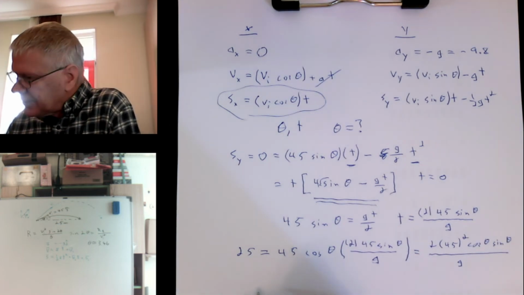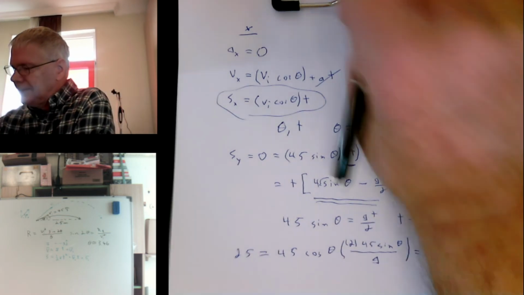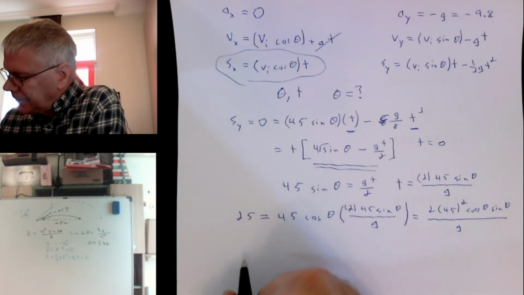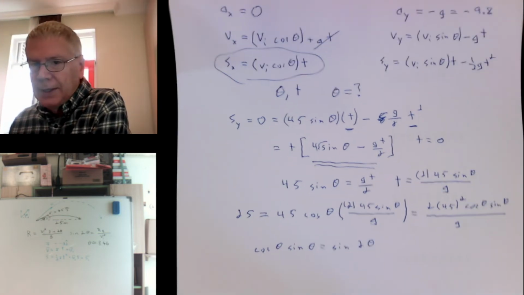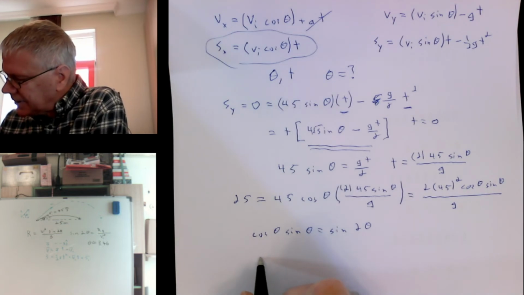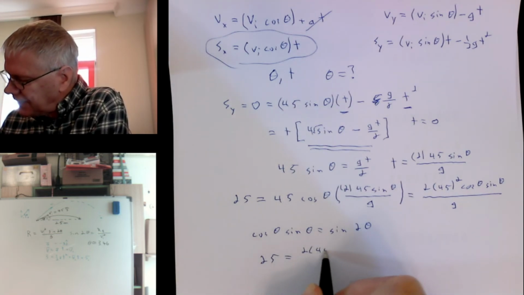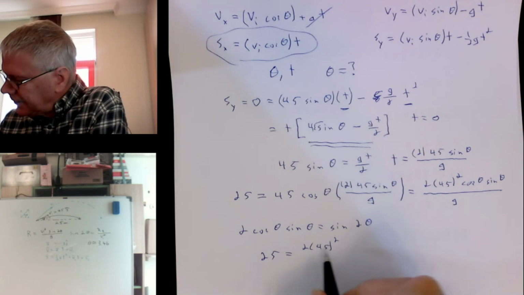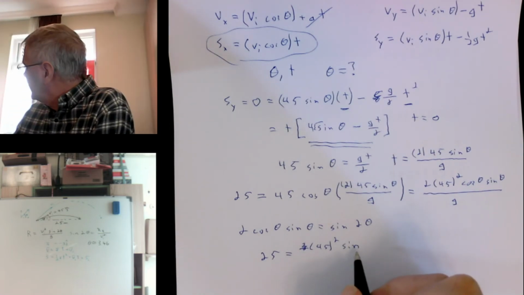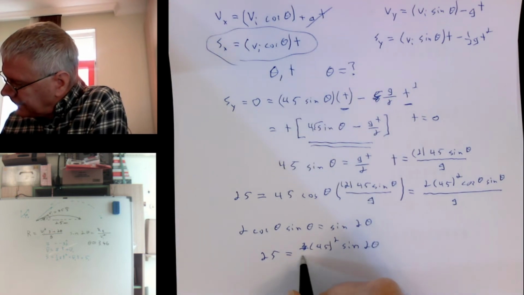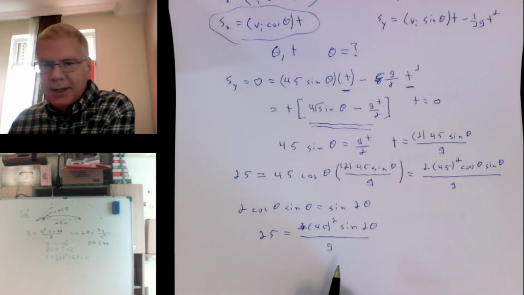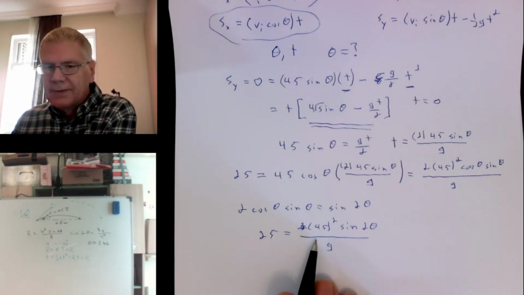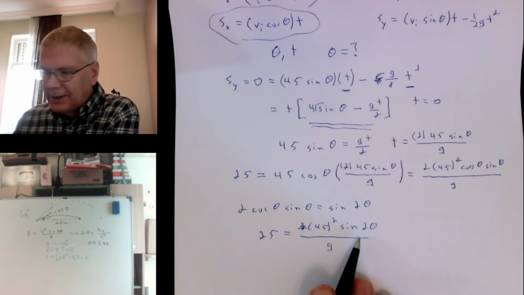So if I use my trig identity, slide this paper up again, cosine theta times sine theta is equal to sine 2 theta. So this equation just says that 25 is equal to 2 times 45 squared, actually, it's 2 times that, sine 2 theta over g. Now, if you look back at the board at the range equation, that's actually what we have. This is r, this is the range. This is the initial velocity squared. This is sine 2 theta, and it's all over g.